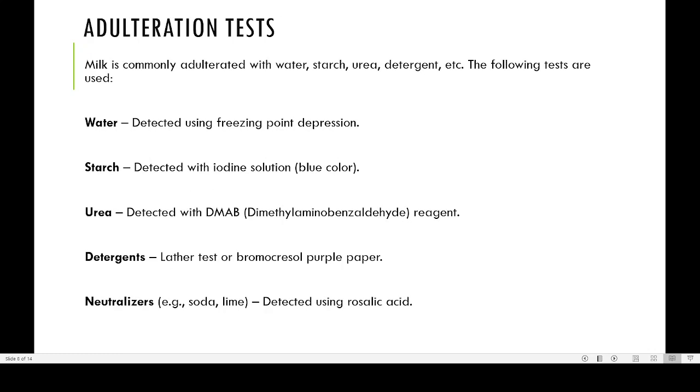Then adulteration tests. What are the common types of adulteration tests which are used? Milk is commonly adulterated with water, starch, urea, detergent. Water is added to increase the volume.